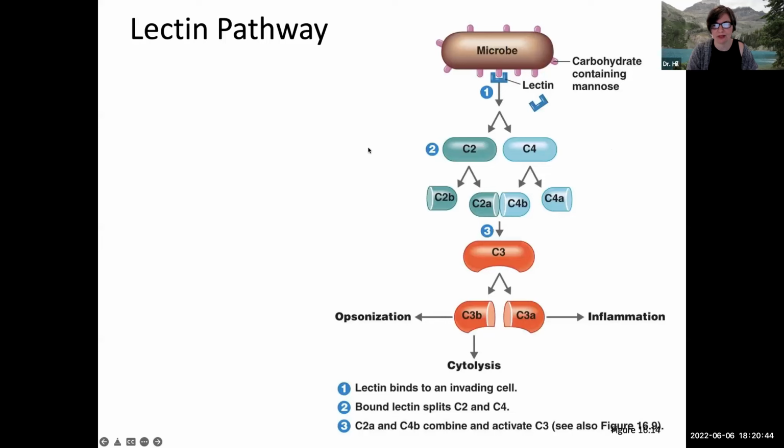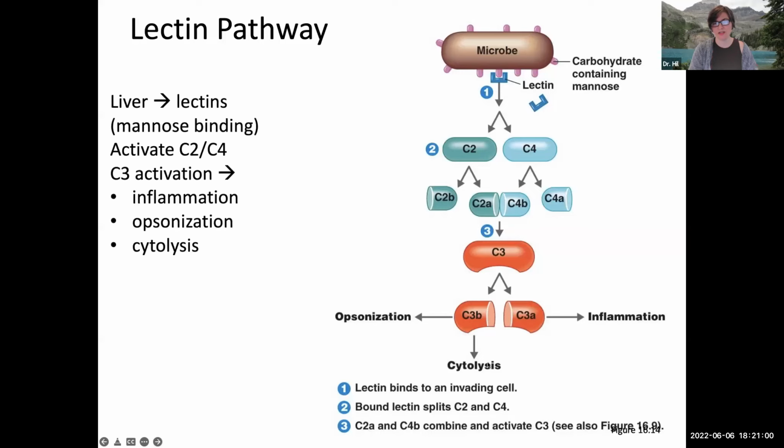So there's the lectin made by the liver binding to mannose. This bypasses C1 because there's no antibody antigen, but it goes directly to C2 and C4, activating them, and this becomes C3 convertase, activates C3, and then we get all of the things: inflammation, opsonization, cytolysis.